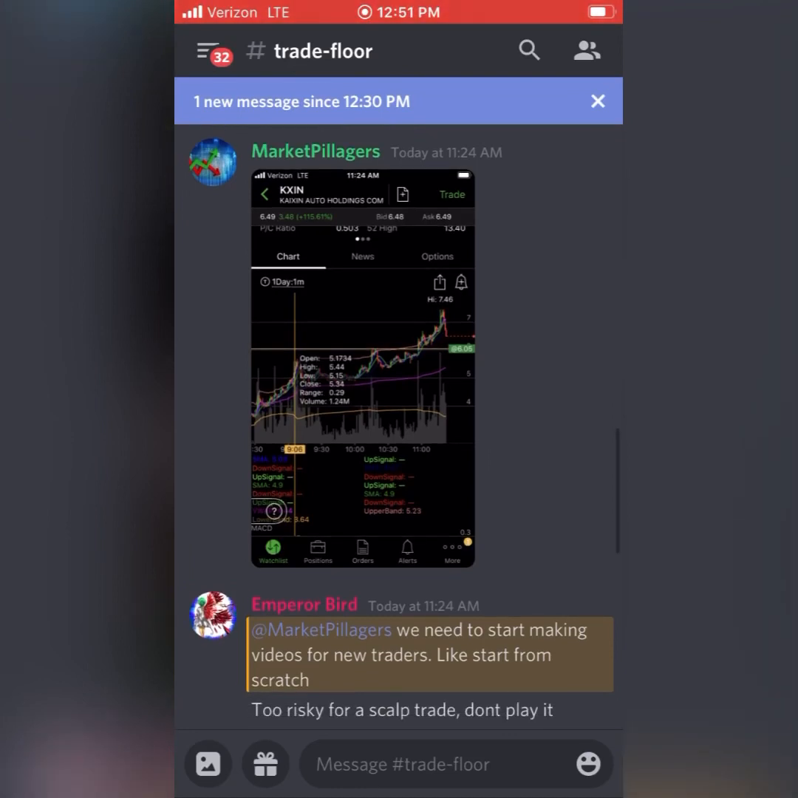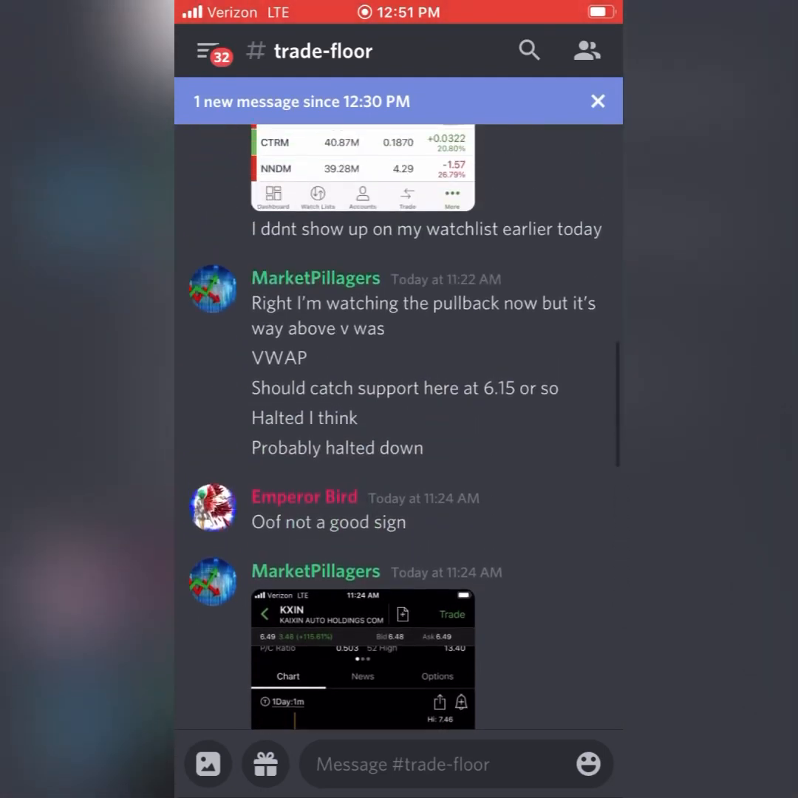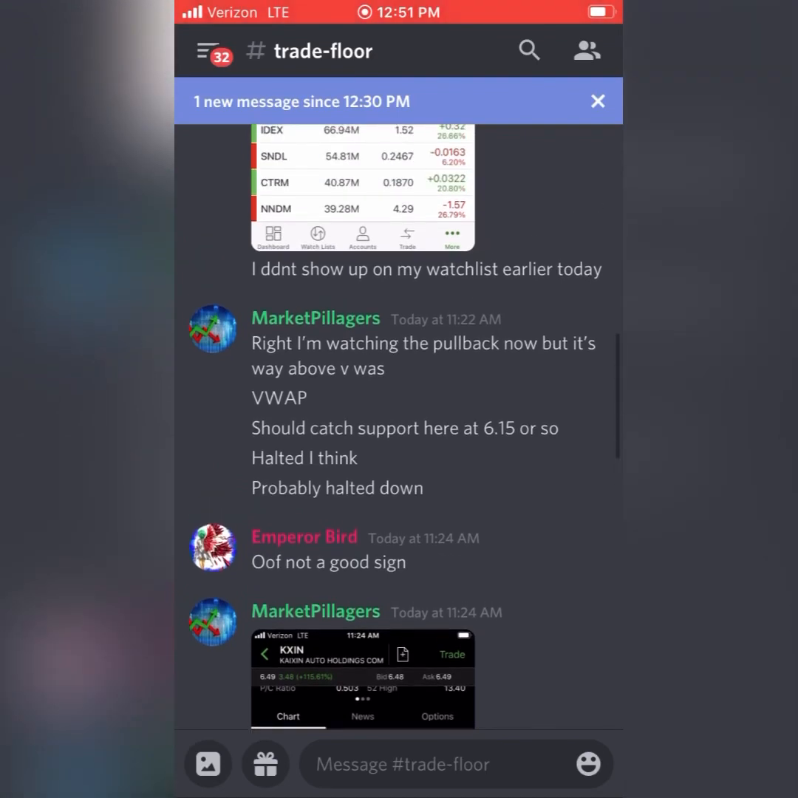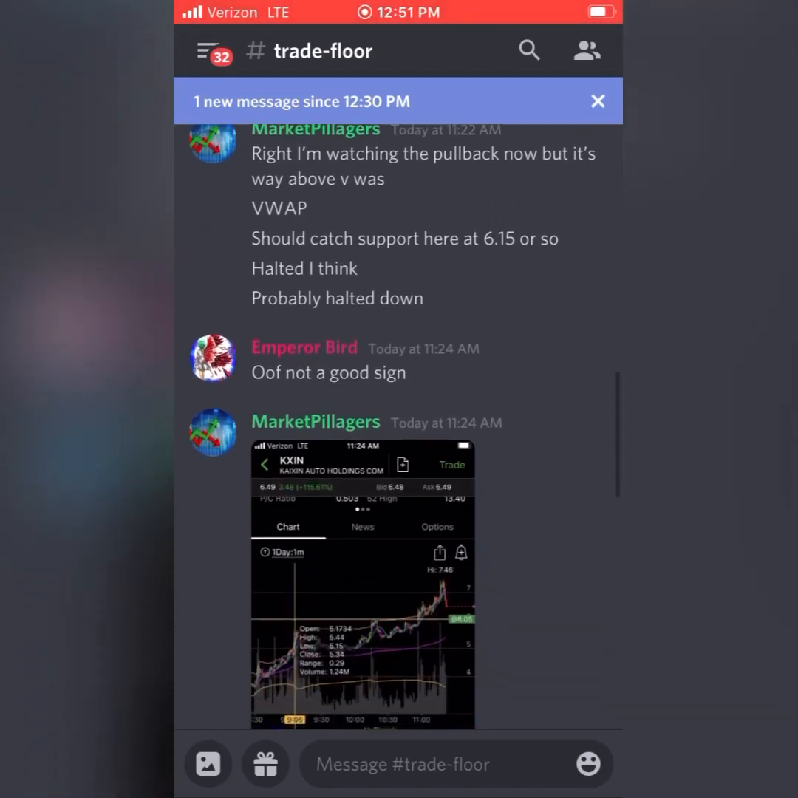But anyway, as you can see here, I called out, I said right now I'm watching the pullback, and this one was on KXIN. So right now I'm watching the pullback now, but it's way above VWAP. Should catch support here at 615 or so. Halted, I think, probably halted down.